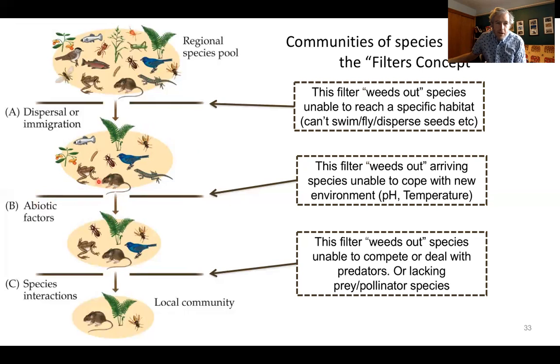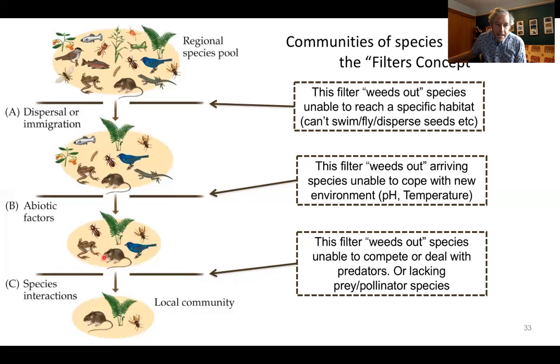After you've passed through the abiotic filter, you then get to the biotic filter, and this is the interactions among species. So this biotic filter weeds out any species unable to compete or deal with predators, or lacking prey or pollinator species. So even if you've arrived in a new location and you can cope with the heat and the dryness, if you haven't got any other animals or plants to eat, or there's an animal that's going to eat you very well, you're not going to be able to survive, and you get weeded out by the biotic filter.